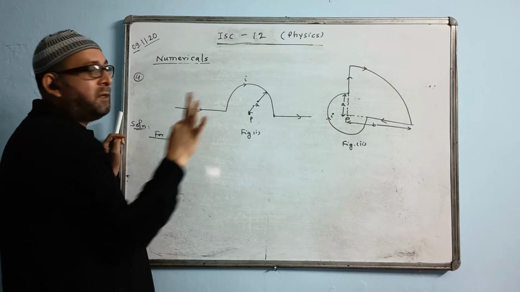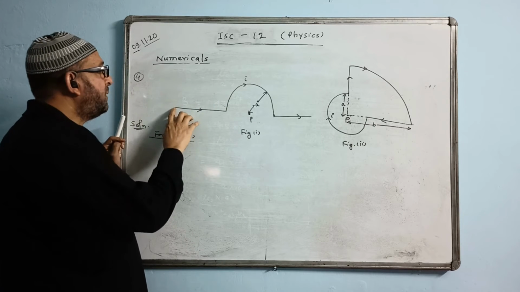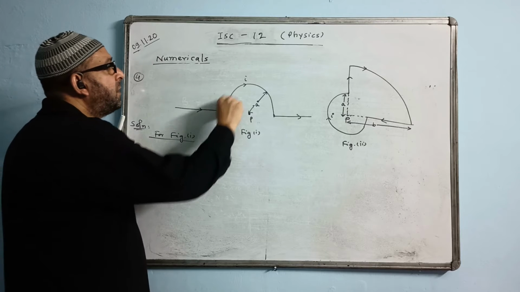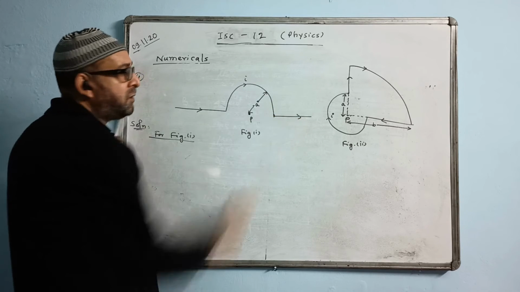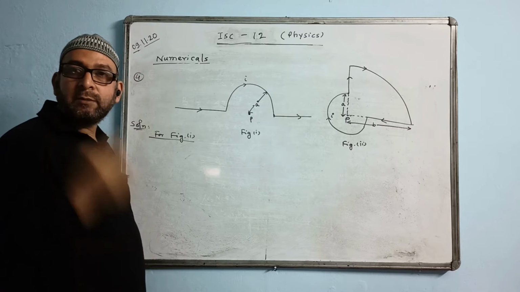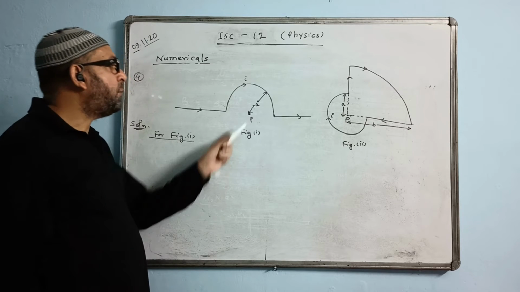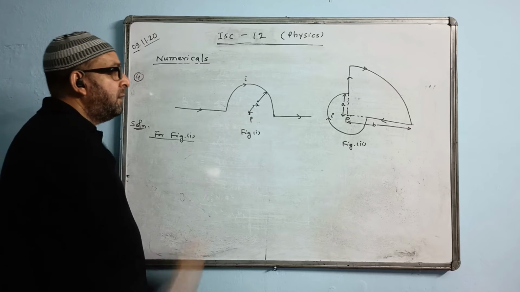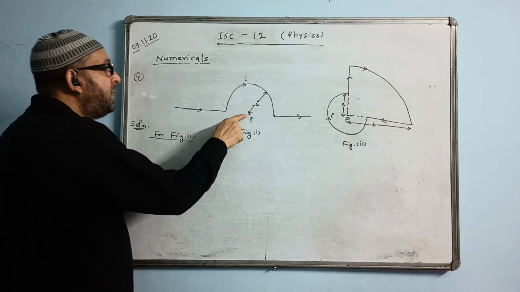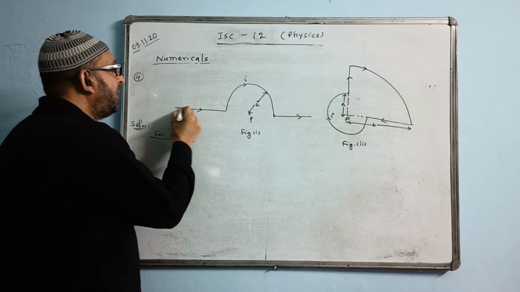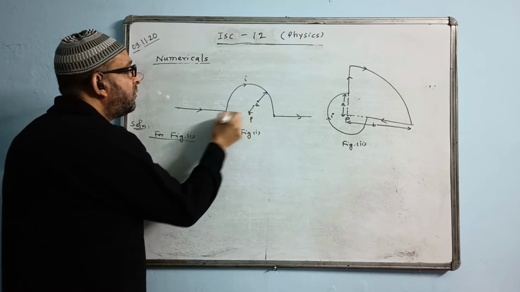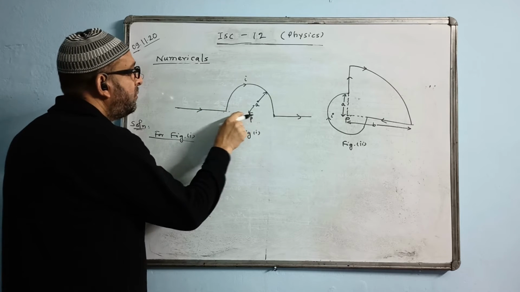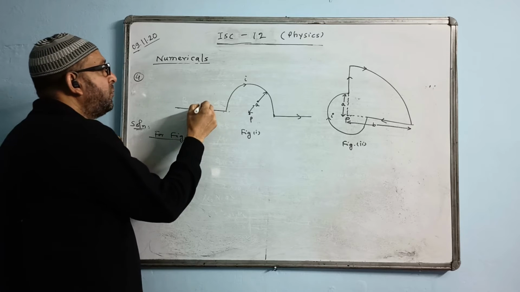Over here, if you see, there are three kinds of conductor. One is a straight conductor, one is a semicircular conductor, and another one is again straight. Where is the point P over here? Point P is lying on the same line. If you extend it, it's going to lie on the same line. So the magnetic field due to this current will be 0.